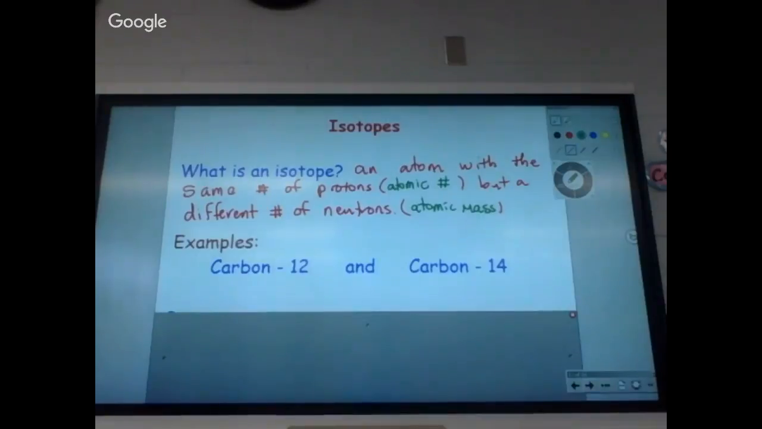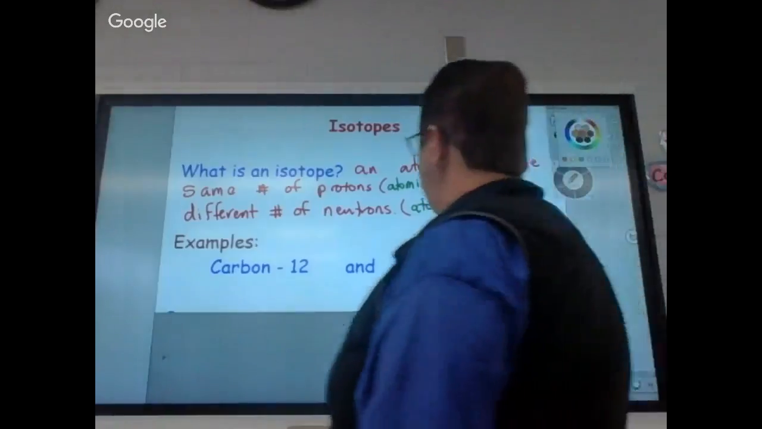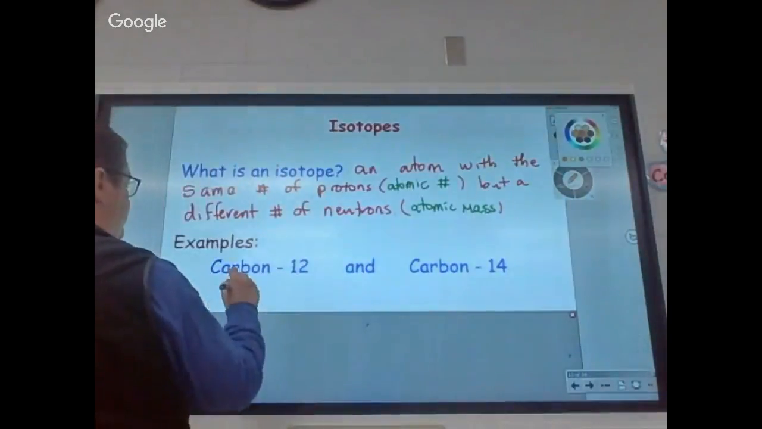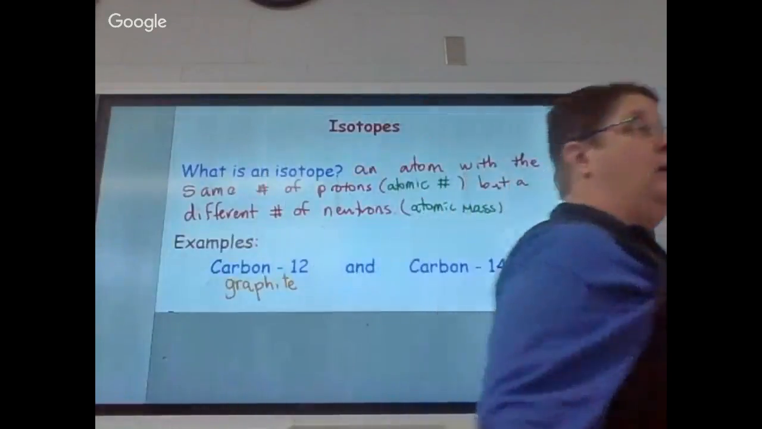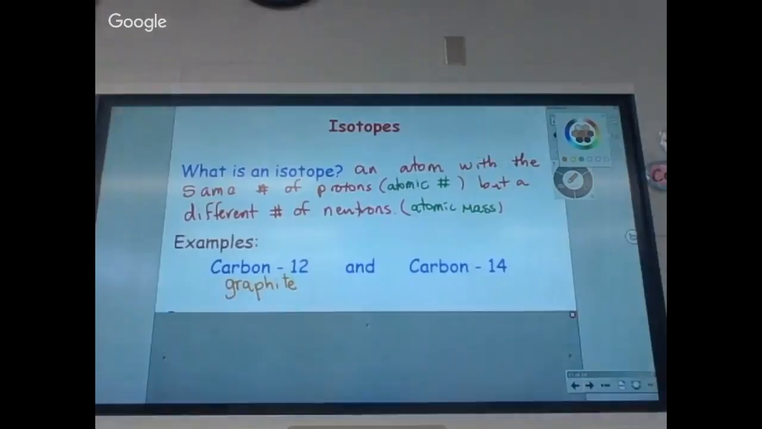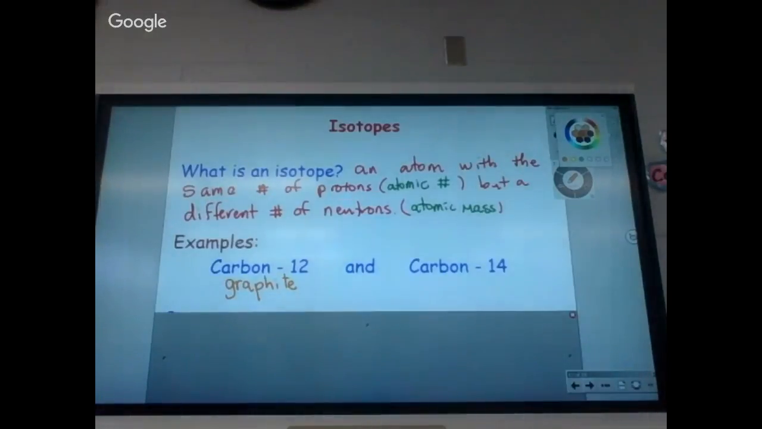All right, carbon 12, we all use if we're writing with a pencil. Okay? Carbon 12 is graphite. Even though y'all argue with me regularly that you're writing with a lead pencil, you're really not. You're writing with graphite. You're writing with carbon.